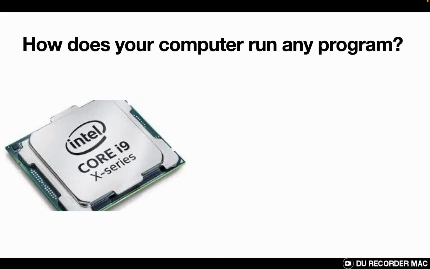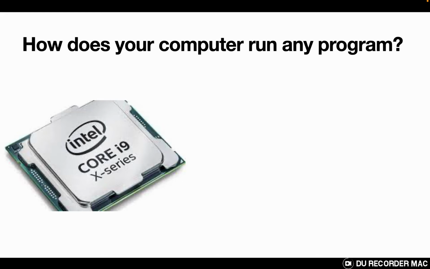Every program you run, for example a game or a web browser, is ultimately translated into a series of very simple instructions that the CPU can understand and can execute. It's more important that it can execute them. So every program is translated into very simple instructions.